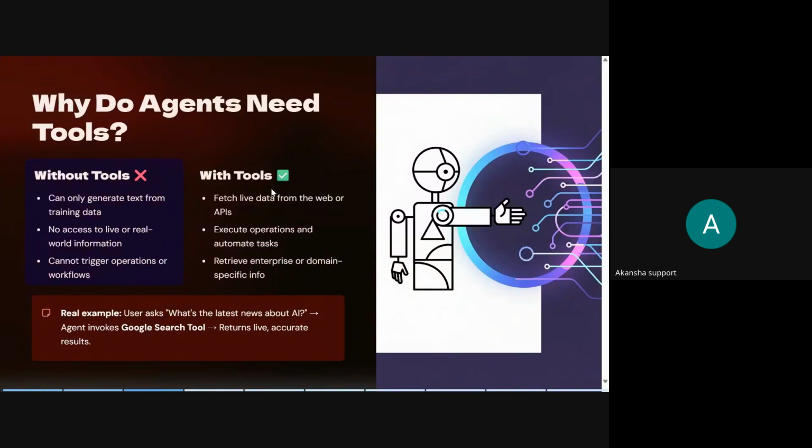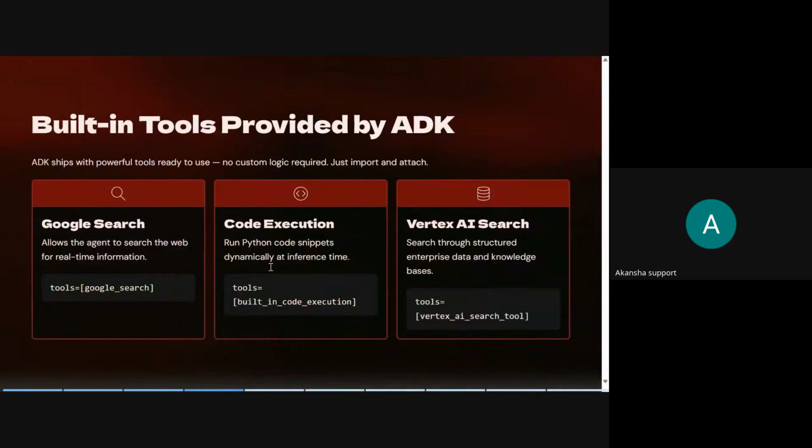So, hello everyone. Today we will continue where we left off in the last video. We understood what tool-based agents are, right? Without tools, most of the things are done by the agent's brain, that is the LLM. With tools, we can fetch external data, execute operations, and automate many tasks. And we understood that we have built-in tools.